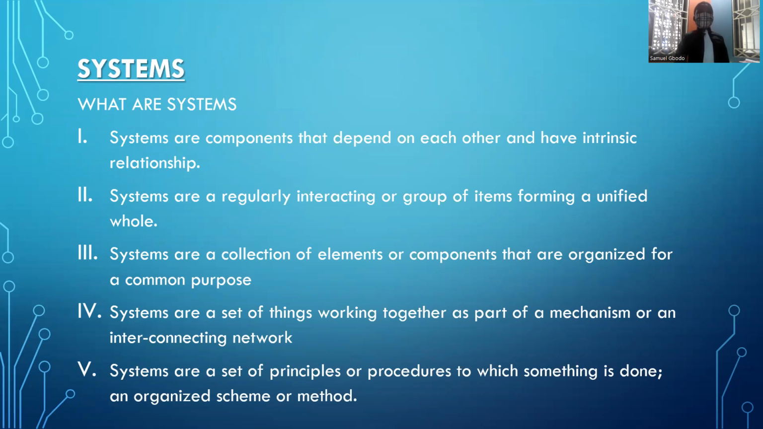What are systems? Systems are components that depend on each other and have intrinsic relationships. Systems are regularly interacting or a group of items forming a unified whole. Systems are a collection of elements or components that are organized for a common purpose. Systems are a set of things working together as part of a mechanism or an interconnecting network. Systems can also be identified as a set of principles or procedures through which something is done, an organized scheme or method.